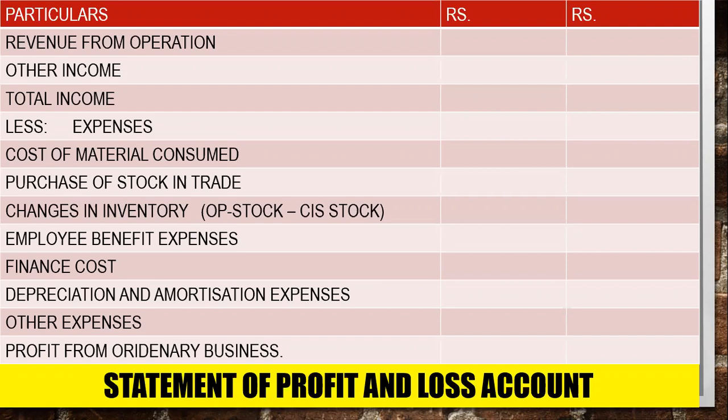So here the logic will come. Changes in inventory, you have to write minus 5,000, and this is already minus, and you have to minus less expenses. So minus minus will be plus. Okay, you have to remember this. Yes, minus minus will get plus.